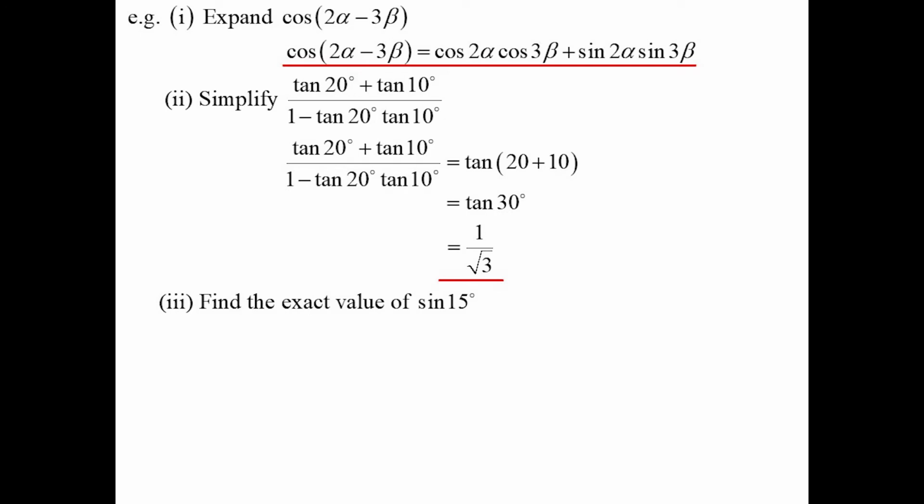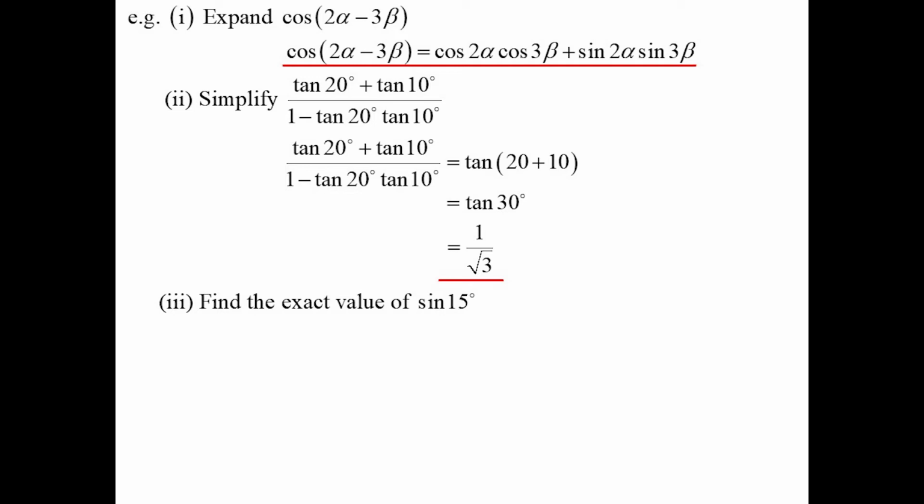Find the exact value of sine 15. So now we can work out exact values for other angles. All we've got to do is rewrite 15 in terms of the ones we know. We know 0, we know 30, we know 45, we know 60, we know 90. So we've got a few possibilities there. How can you get to 15 using those numbers?